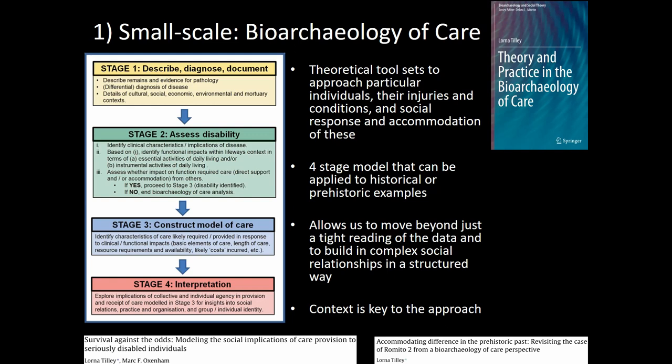I'll start with the small scale. I've got a reference here to the work of a colleague of mine, Lorna Tilley, which is excellent. You should all read it. It's a four-stage model of how you can plot from an observed paleopathological signature, a broken arm, a congenital condition, or what have you, the broader social significance of that signature. Was somebody cared for or not? Could they be independent and look after themselves? How can we tell that? How can we pin that down? How can we build a framework that is rigid and repeatable, and that we can use across different bodies of evidence? So this is great.